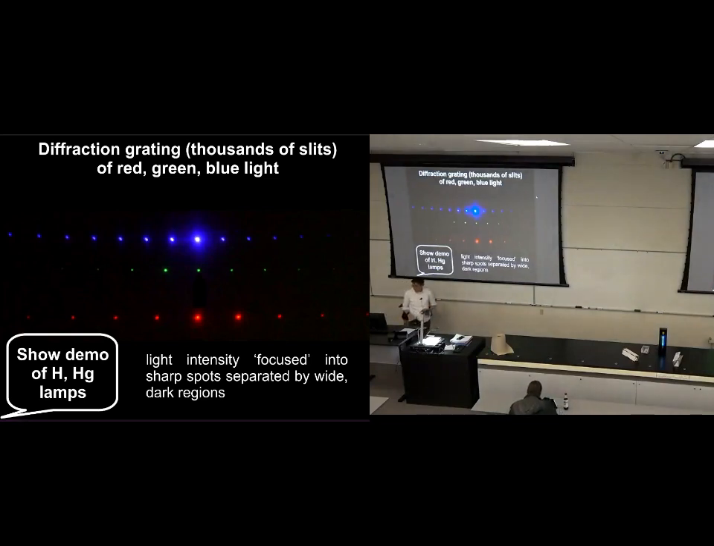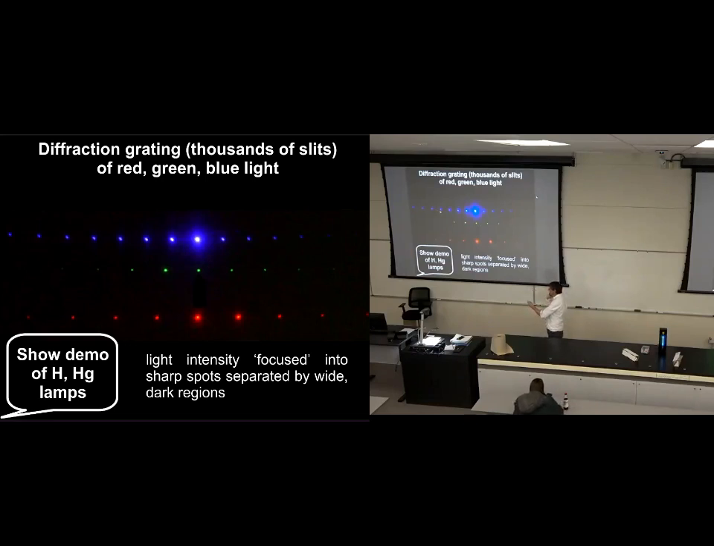Here is a diffraction pattern. Actually, there's 3 diffraction patterns with 3 different colors of light where we've got thousands of slits. Not 1 or 2 or 3 or 4 or 5 from the last slide, but now we've got thousands of slits. Here's the blue diffraction pattern up at the top here. Here's the green diffraction pattern in the center. Here's the red diffraction pattern at the bottom. Remember that blue has the shortest wavelength. Green has an intermediate wavelength between blue and red. Red has the longest wavelength.